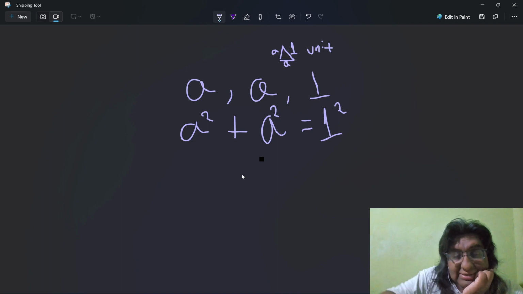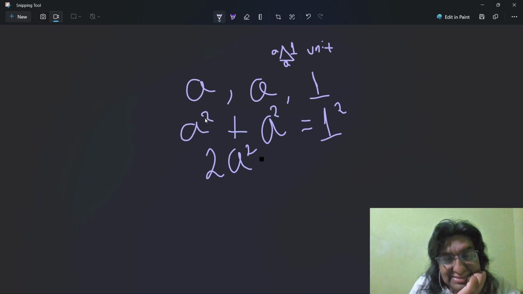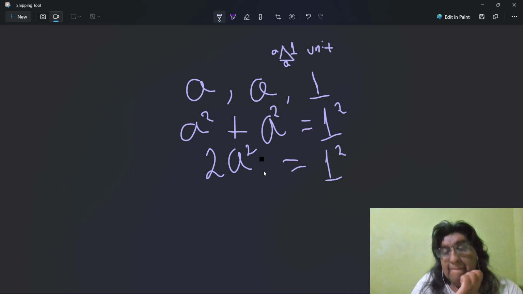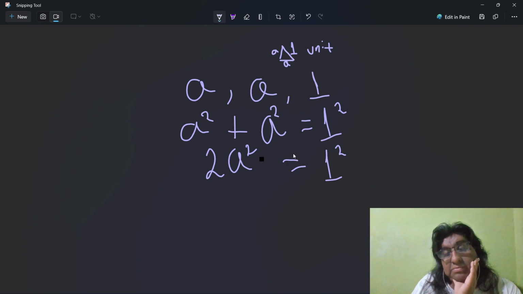One silly thing. Okay, so you say, we have 2a squared, because you have a squared plus a squared. Look at this: 2a squared equals 1 squared. Now you want to solve this equation. Okay, I will erase this thing and start from here.